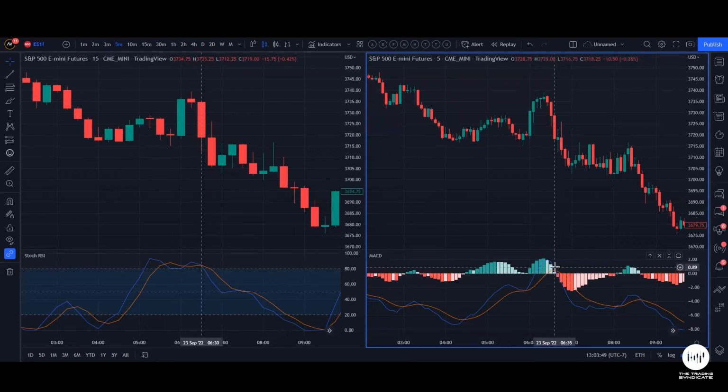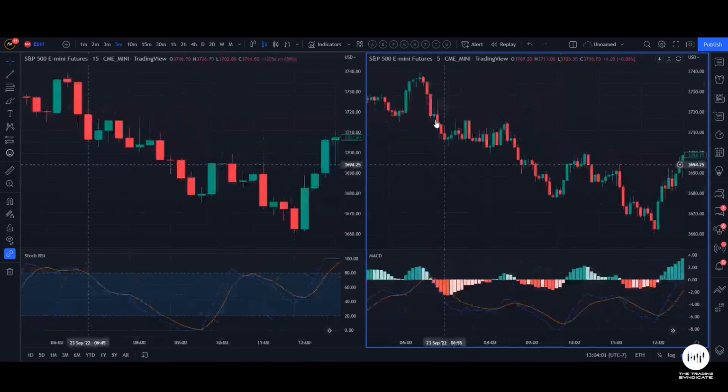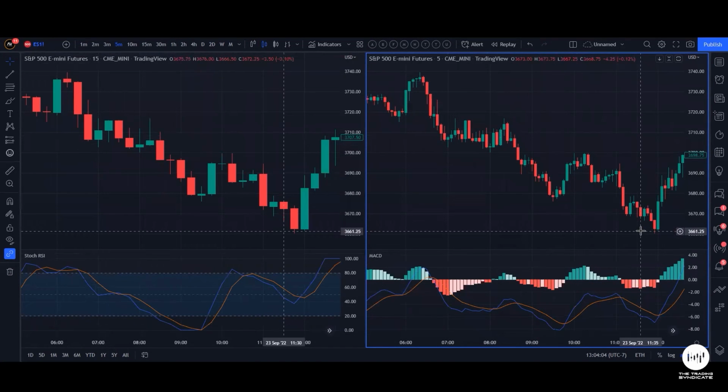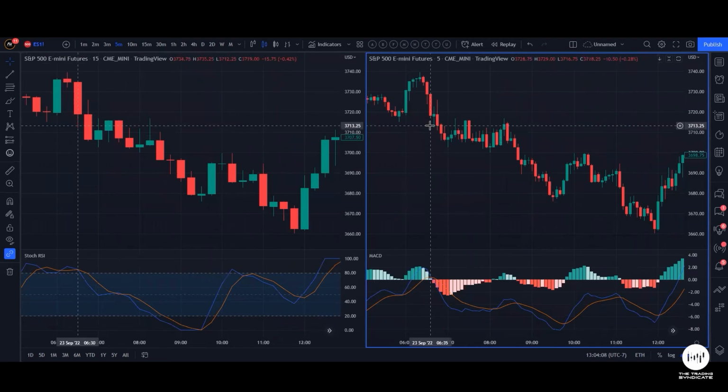We're still in the downtrend and we get that crossover above the zero line. And then we see on the stochastic RSI that we are coming out of those overbought conditions, telling us that we are ready to see a move to the downside. And notice that is precisely what happens right here. So yeah, guys, the 5 and 15-minute charts are incredibly powerful.